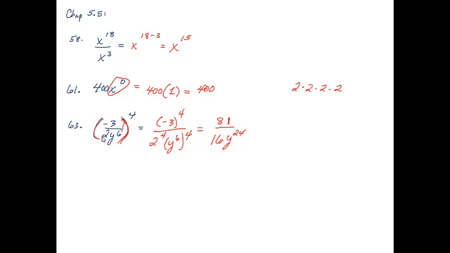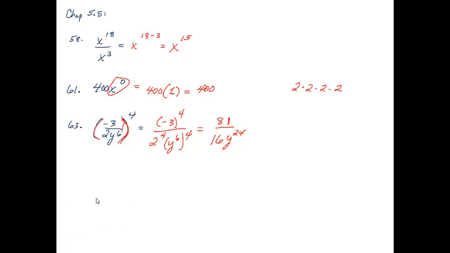Since all of this is raised to the 4th power, you're going to take each piece and raise it to the 4th power. So negative 3 to the 4th, 2 to the 4th, y to the 6th power to the 4th. And then you can use the calculator for these pieces. And y to the 6th raised to the 4th. Well, the rule is that you keep the base, which is the y, and you multiply the powers. And you end up with 81 divided by 16y to the 24th. And you can leave the answer just like that.